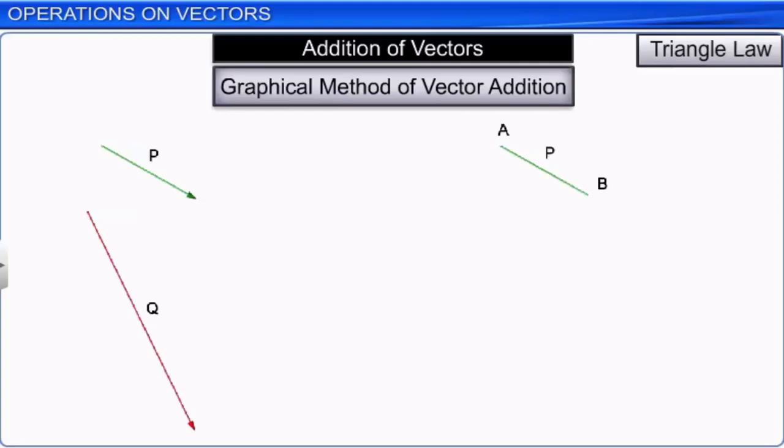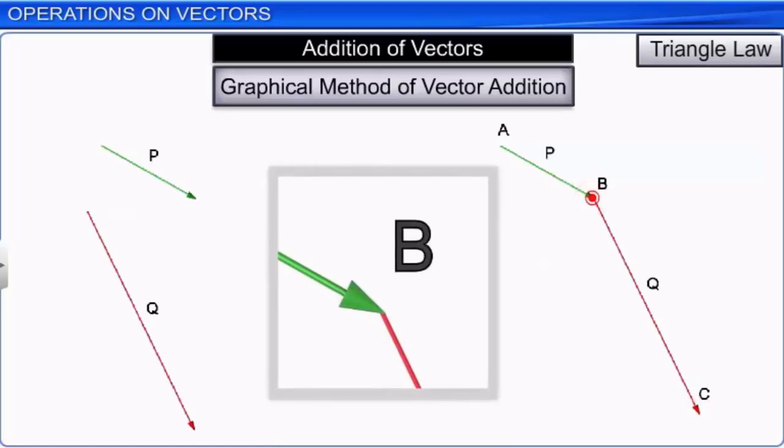Then draw a line BC parallel to Q and equal in length to Q. Display an arrowhead at C. B is the tail of Q and C is the head of Q. Note that the tail of the second vector always coincides with the head of the first vector. Now join AC. Display an arrowhead at C on line AC. AC is vector R, obtained by adding P and Q.